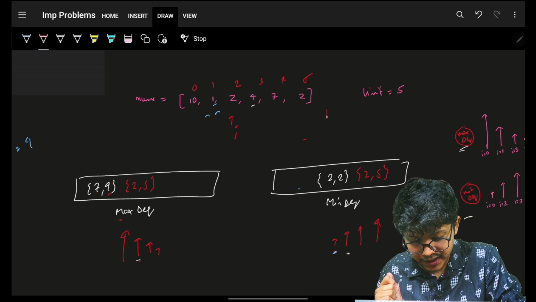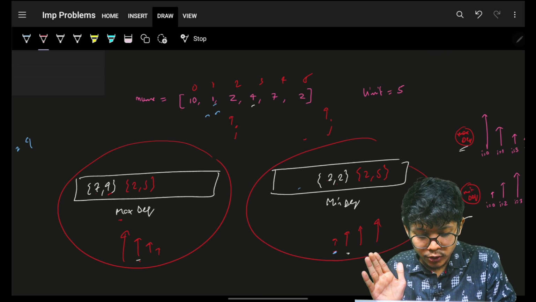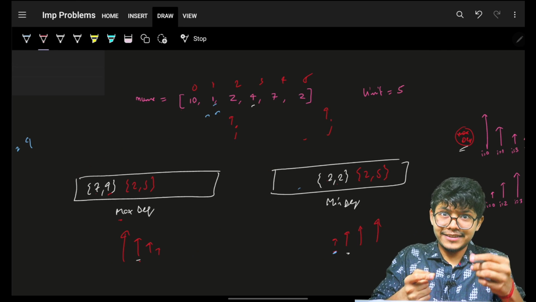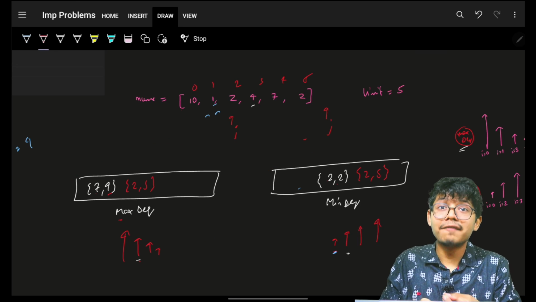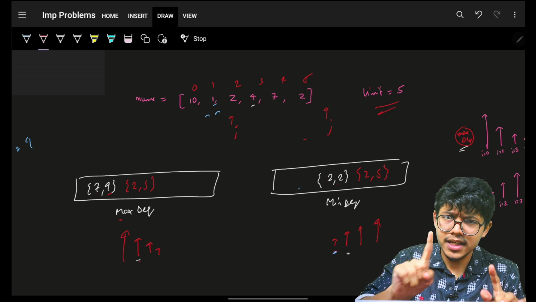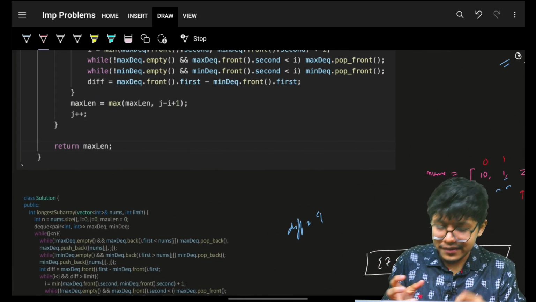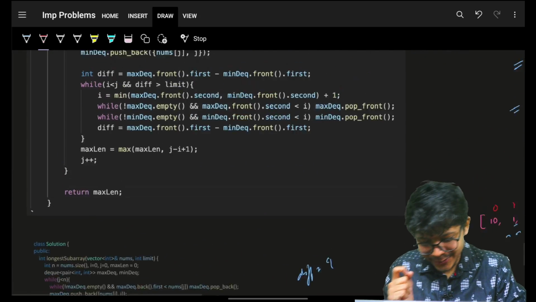Okay, expand it. Expanded J, end it. Thus, by using my DQ, I was able to replicate my min max thing, finding the diff easily and thus getting my answer. Again, make sure to maximize the answer at every step. Answer would have been maximized at every step. Cool. Now let's see the code.